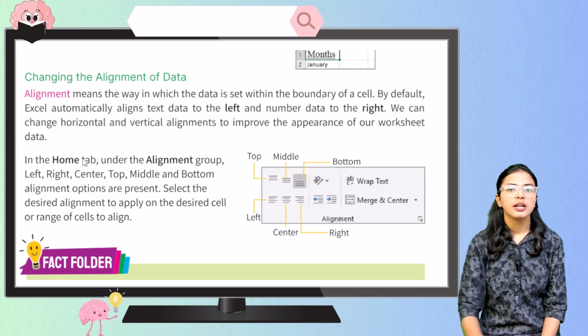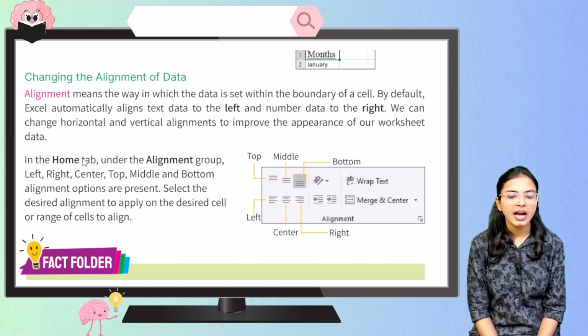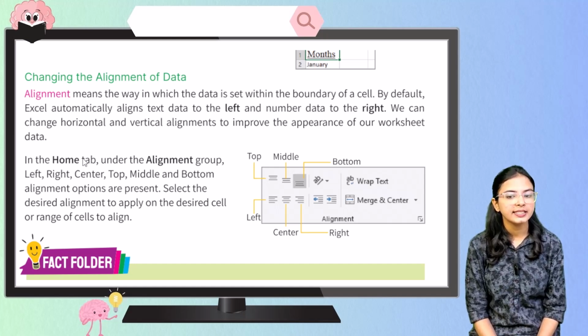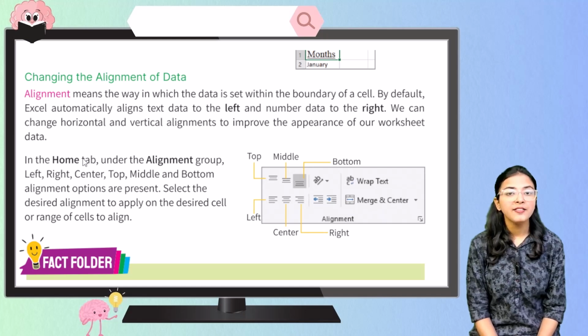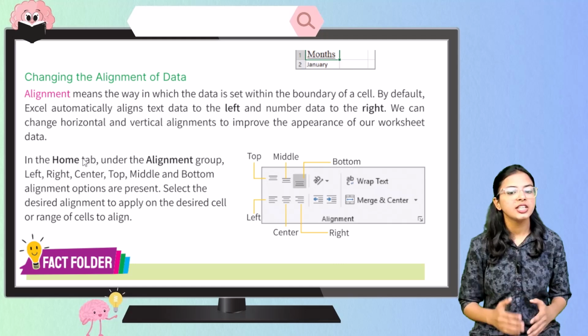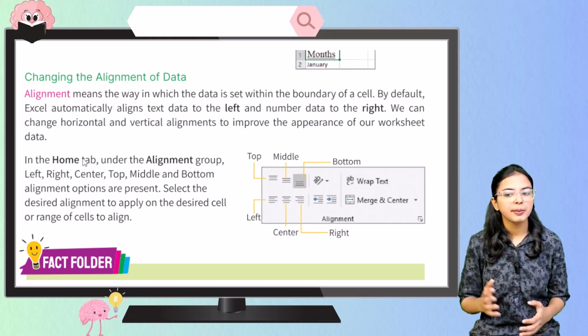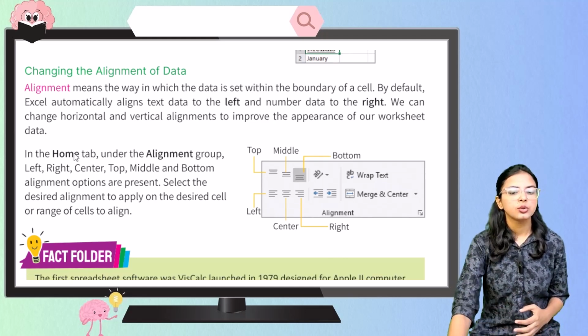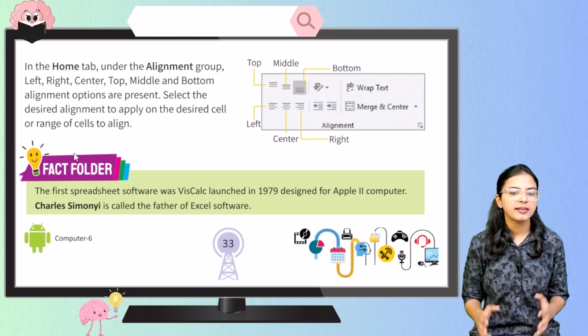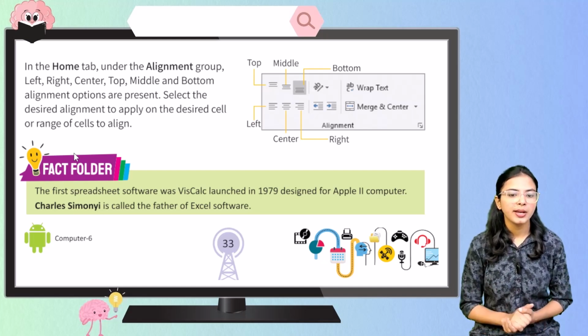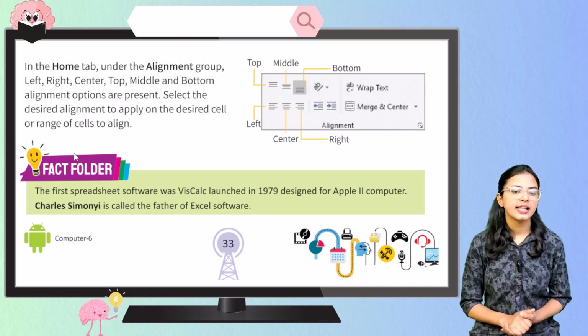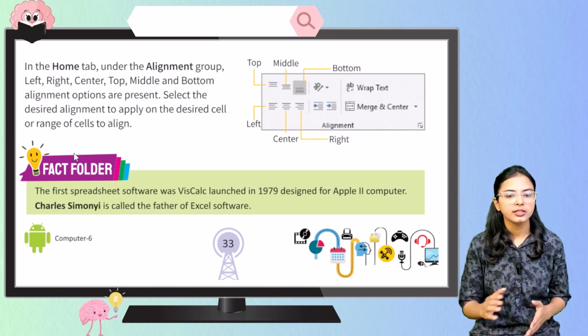Okay, students. Now students, changing the alignment of the data. Alignment means the way in which the data is set within the boundary of a cell. By default, Excel automatically aligns the text data to the left and the number data to the right. We can change the horizontal and the vertical alignments to improve the appearance of our worksheet data. Okay. So students, in the home tab under the alignment group, left, right, center, top, middle and bottom alignment options are present. Select the desired alignment to apply on the desired cell or range of the cells to align.